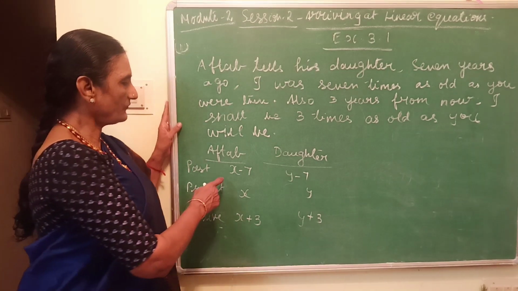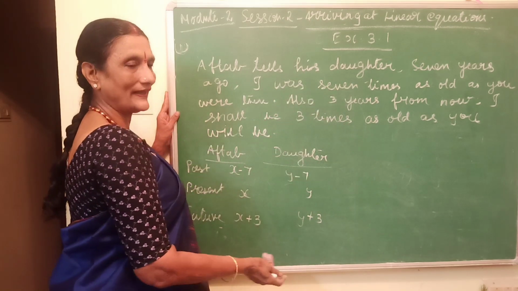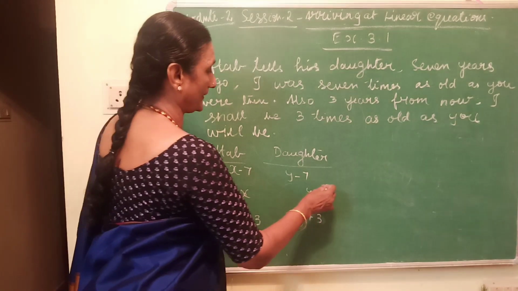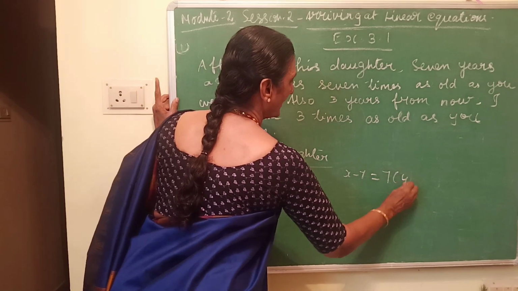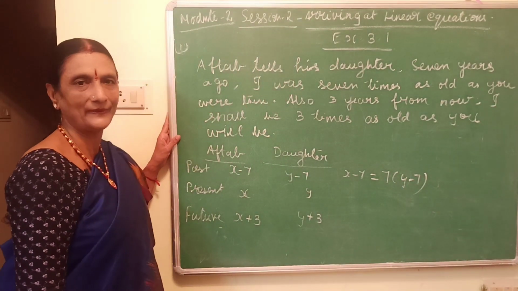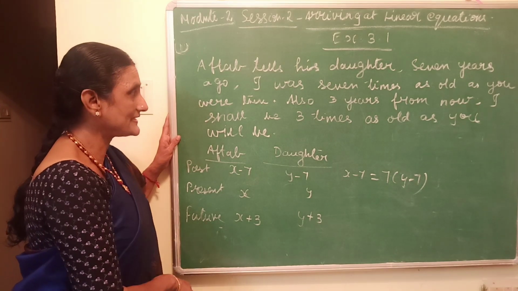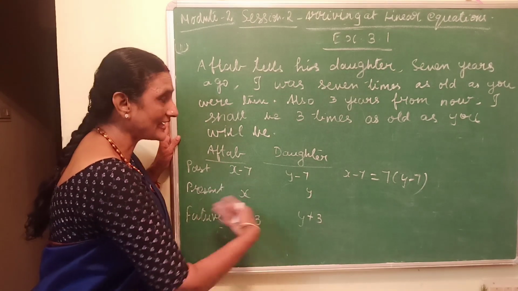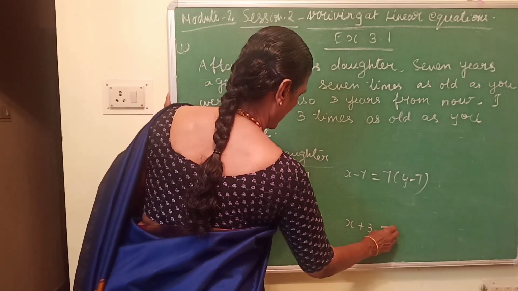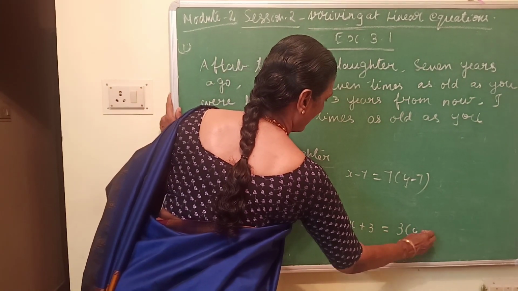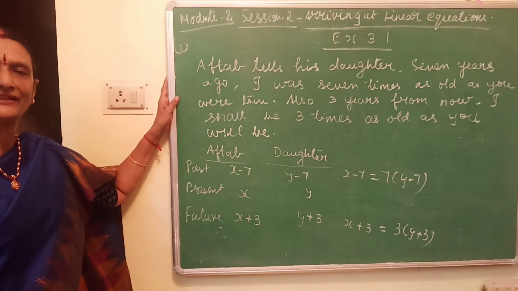Now from that, the first situation: X minus 7 is 7 times as old as you were then. So how do you convert it into a linear equation? At that time X minus 7 is equal to 7 into (Y minus 7). That's how it should be. Now how to simplify, I will come to later. Similarly, in the future, he is going to be 3 times as old as the daughter. So X plus 3 is equal to 3 into (Y plus 3). So these are the equations which have to be simplified further to solve.